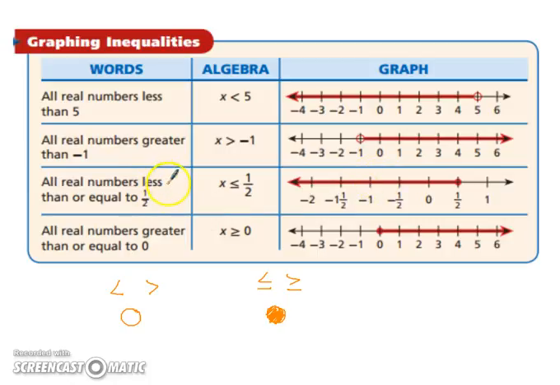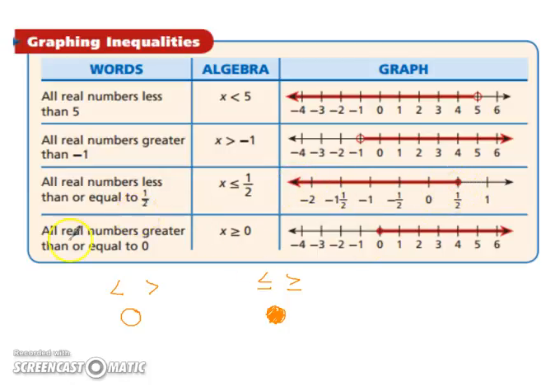All right, all real numbers less than or equal to 1/2. So x has to be less than or equal to 1/2. So we're including that 1/2. It's a possibility for a solution. That's why you have a filled in circle. And then all of your unknown values have to be smaller. So all your x values go to the left. They have to be smaller than 1/2.